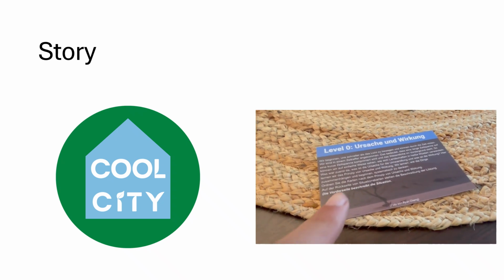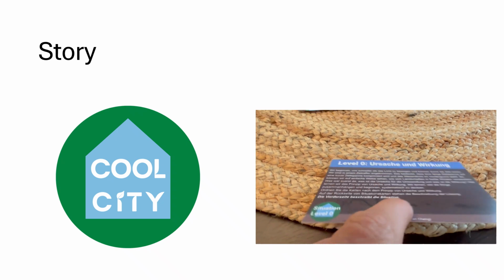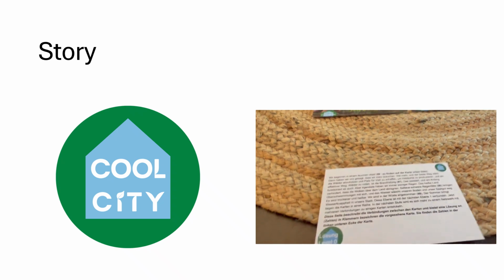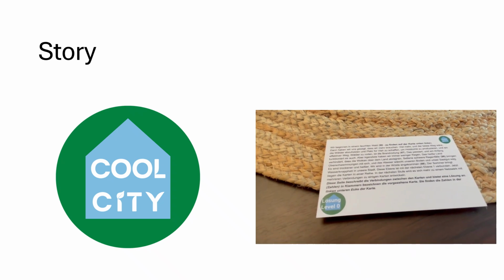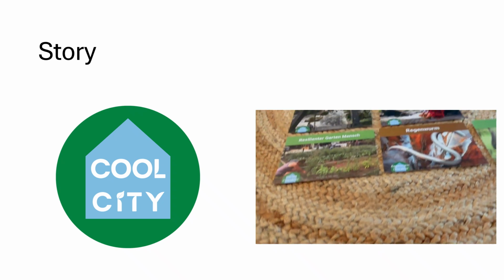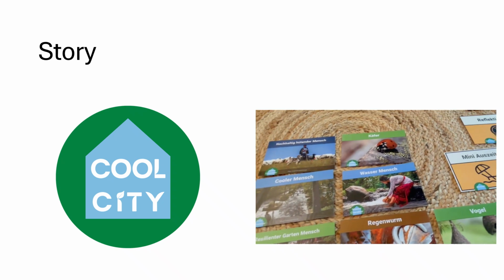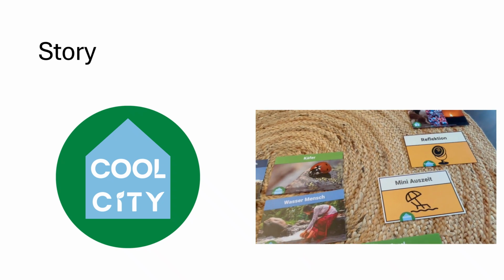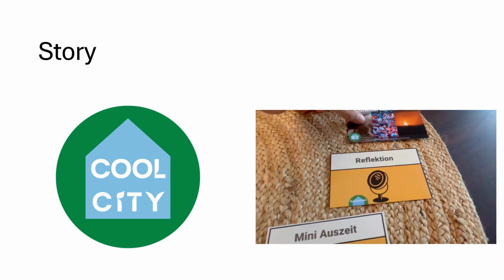There are 6 different types of cards. These include the situation card and the solution card, which are the front and back of a card. Then there are the 7 character cards, the cards for mini timeouts and reflection, the playing cards, and the card showing the SDGs.